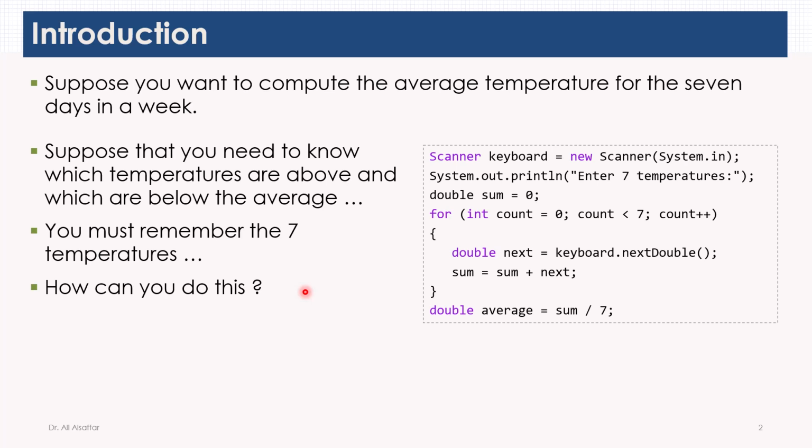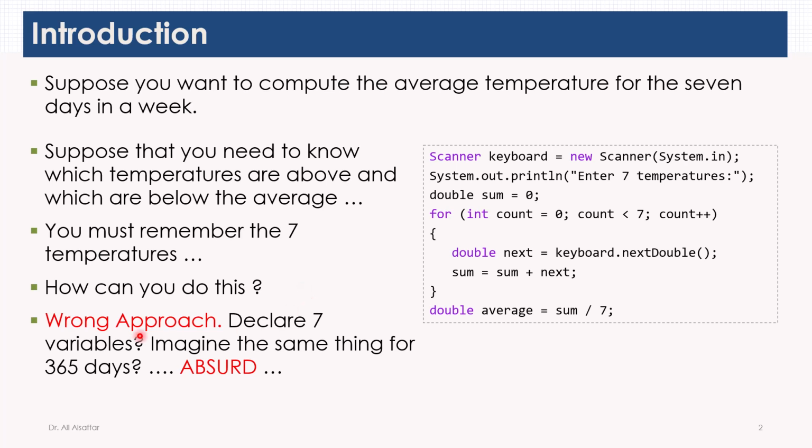One way to do that, by using the naive approach we have discussed before, is to declare 7 variables, one for each temperature, because you need to keep these temperatures after you compute the average. And then you write an if statement for these 7 variables one at a time, comparing them with the average. But again, this is naive, not practical, and a wrong approach. Imagine the same thing you want to do for 365 days. Is it practical to declare 365 variables and write 365 if statements? That is really absurd and wrong.